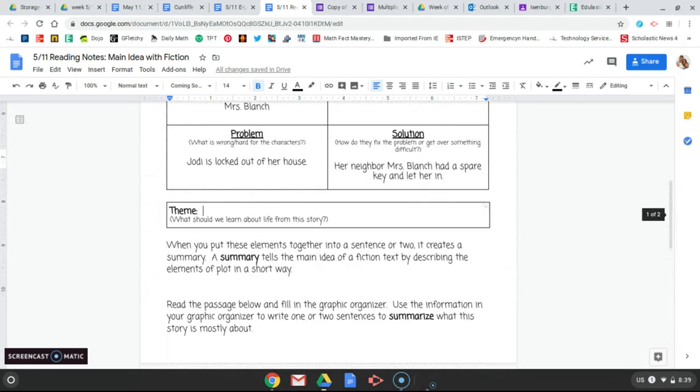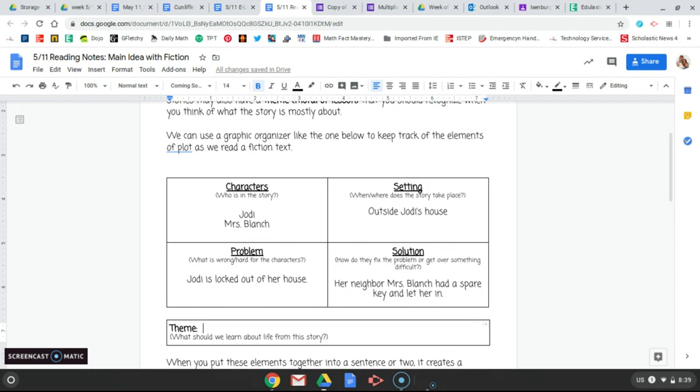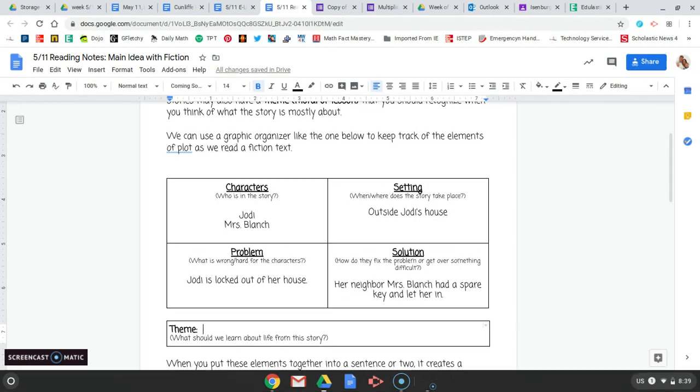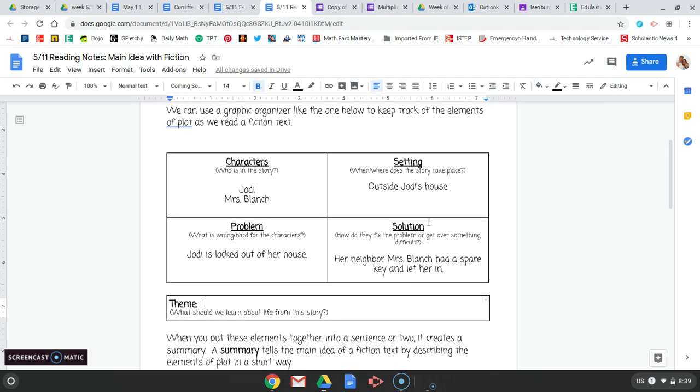All right, so now we're going to use these pieces to put together a summary. A summary is just the basics of what a story is mostly about in just one or two sentences. So we're going to use what we filled in here in order to write our summary. Watch what I do. I'm going to start by saying this text was mostly about, just like we do when we're starting an answer about main idea for nonfiction. I could say this story was mostly about, and then I'm going to start here.